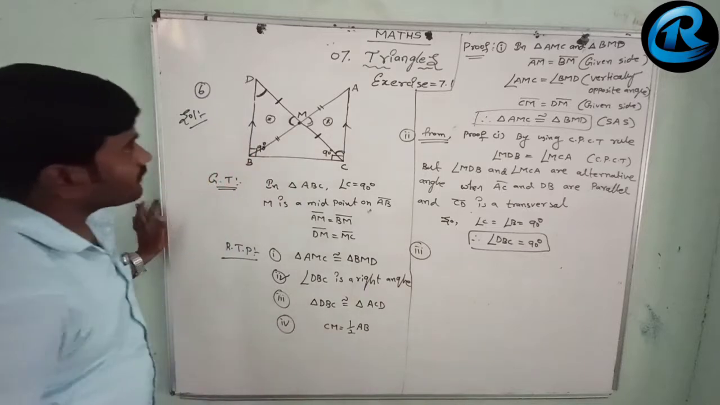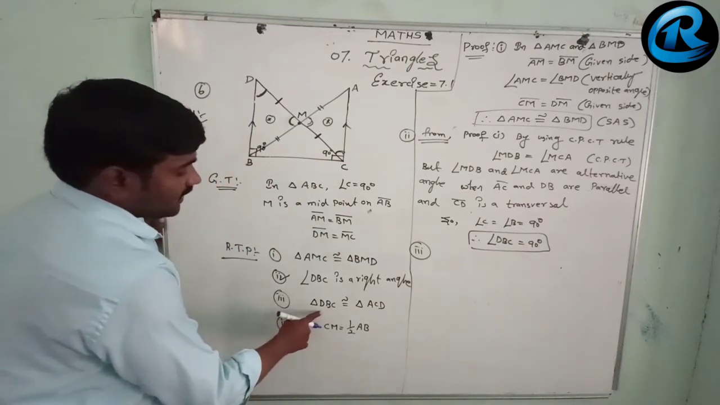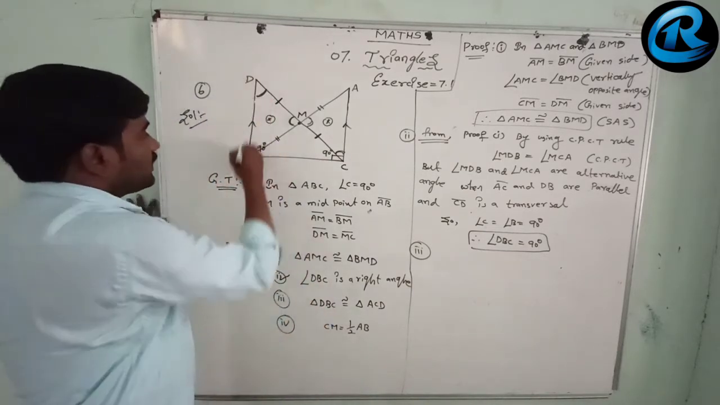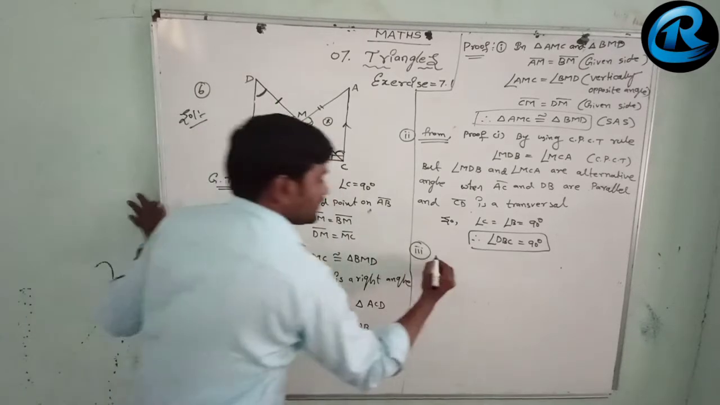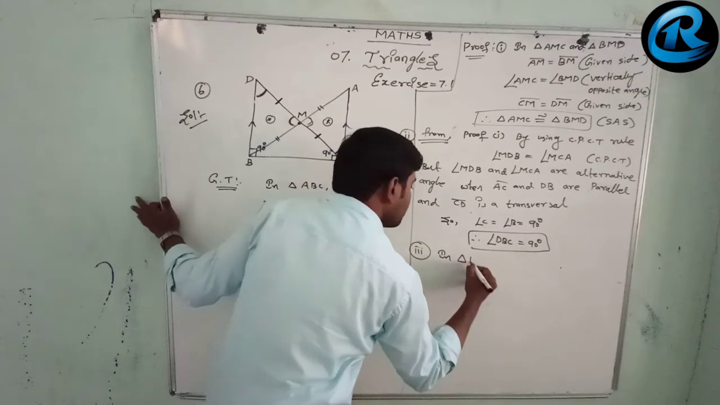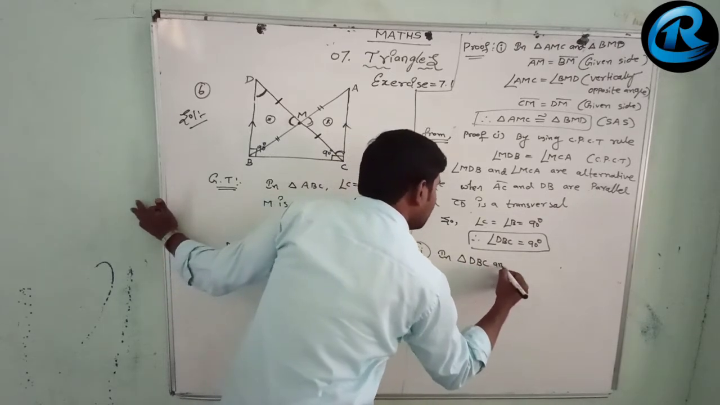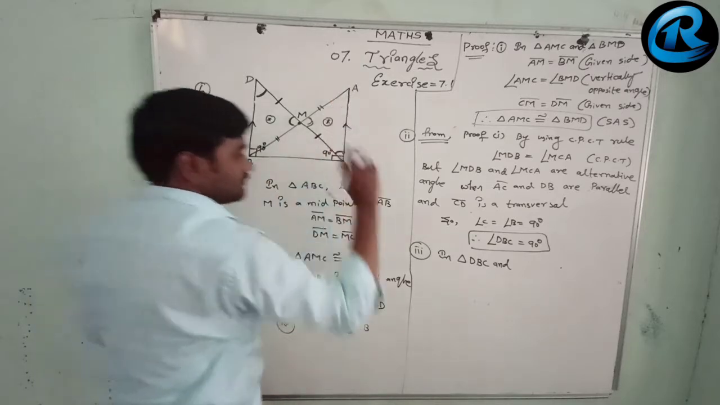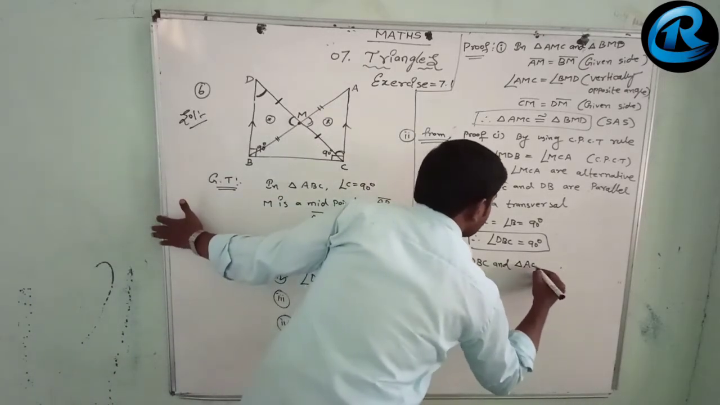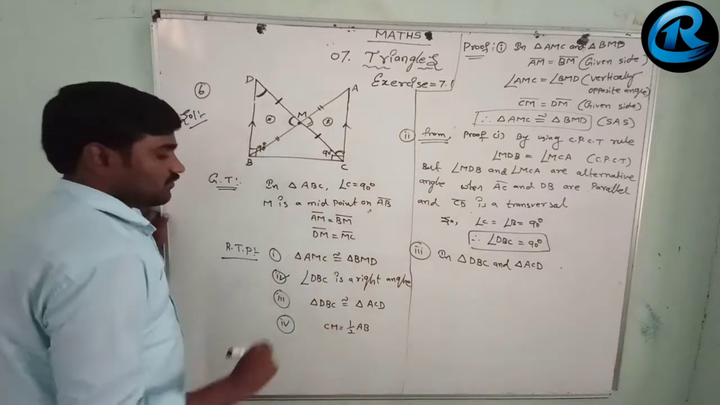What is the third one? See that now angle DBC. This you have to forget. Angle DBC, triangle DBC and the triangle ACD. In these two triangles now let us see.